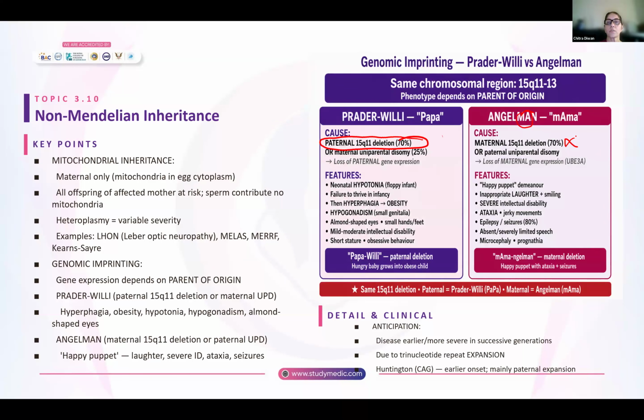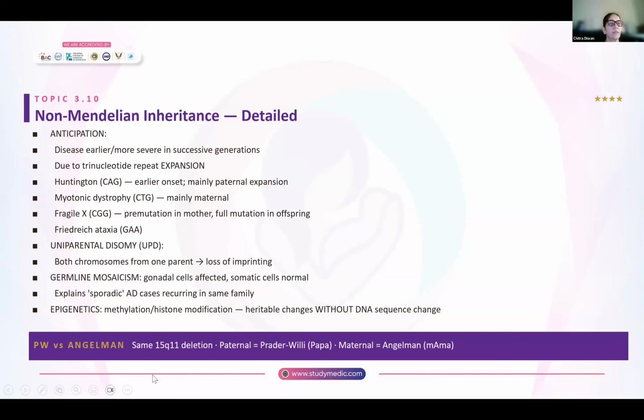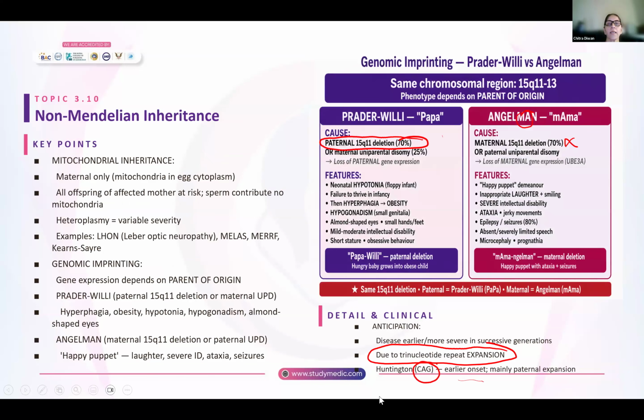In anticipation, there is repeated expression of the trinucleotides, and that goes on increasing in successive generations. The classic case is Huntington's, where there is repetition of CAG, and in successive generations you will have earlier onset, and it is mainly paternal expansion. And this Huntington's, as we already saw, is autosomal dominant.